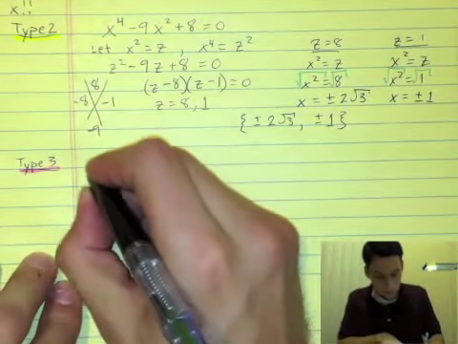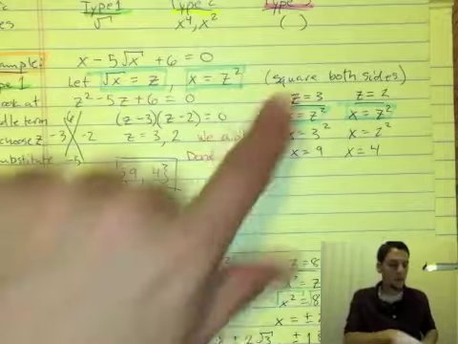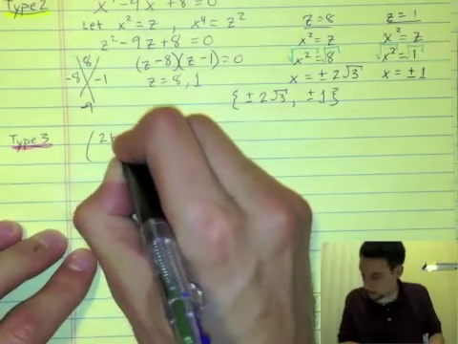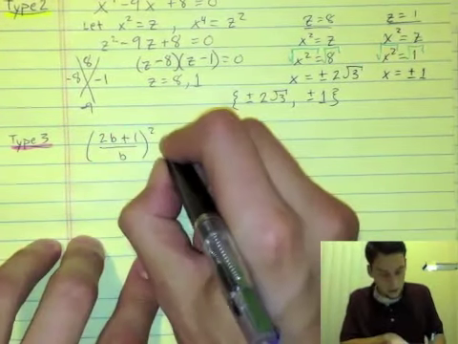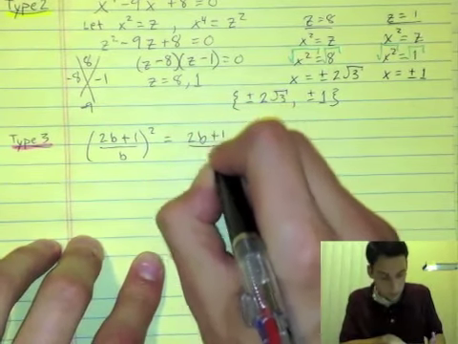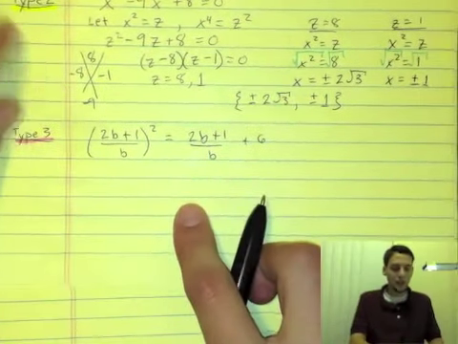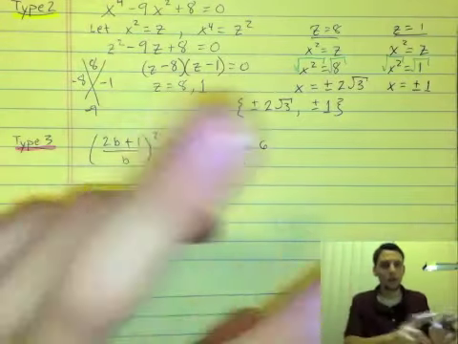So this problem will be parentheses, because that's what type 3 is. So we'll have 2b plus 1 all over b quantity squared equals 2b plus 1 all over b plus 6. This isn't in standard form.